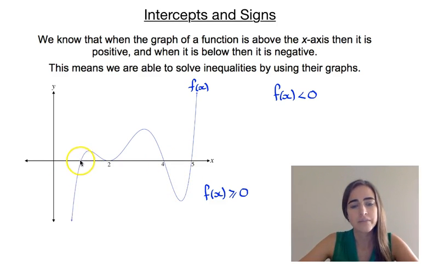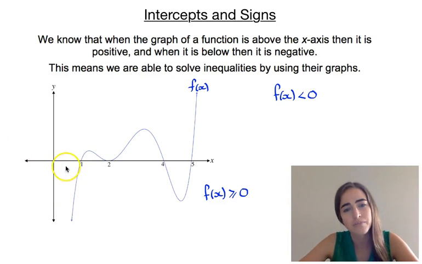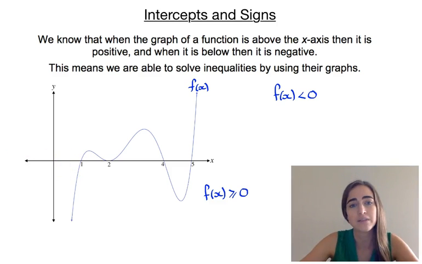So first off, it's going to be when x is less than 1. Because it never curves back up, any value of x that we sub in there that's less than 1 is going to give us a negative value. So we've got x is less than 1. But we also have this chunk in here where x is between 4 and 5. So we've got x is greater than 4 and less than 5.